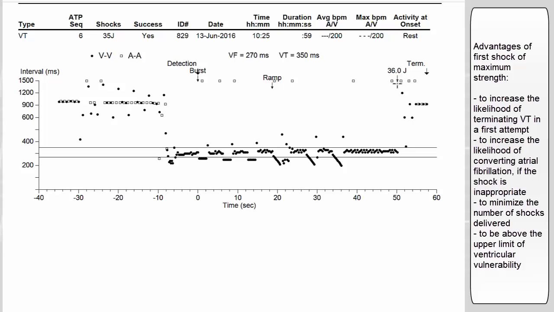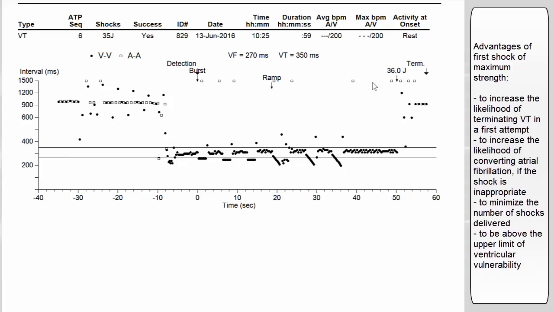The second advantage is with a maximal output shock, you increase the probability to be above the upper limit of vulnerability in the atria and in the ventricles, and therefore you decrease the risk of transforming an organized VT to a potentially lethal VF, like in the previous example, or you also decrease the risk to induce atrial fibrillation. The third point is that with programming high amplitude shock, you increase the likelihood of converting atrial fibrillation should the shock be inappropriate.